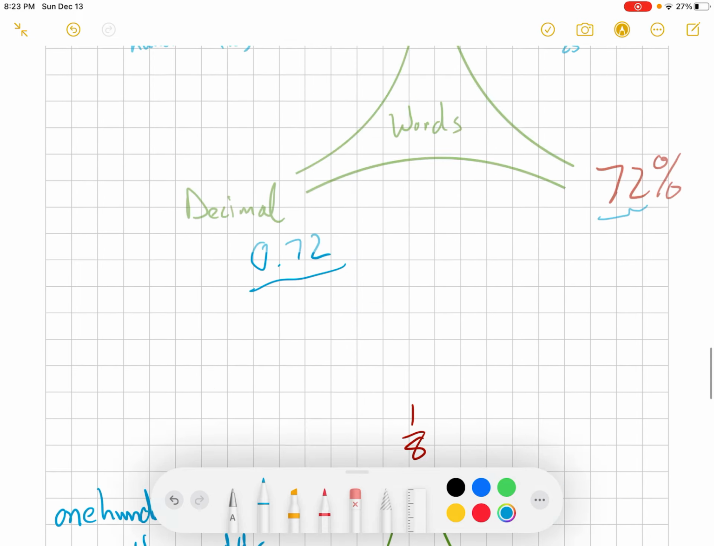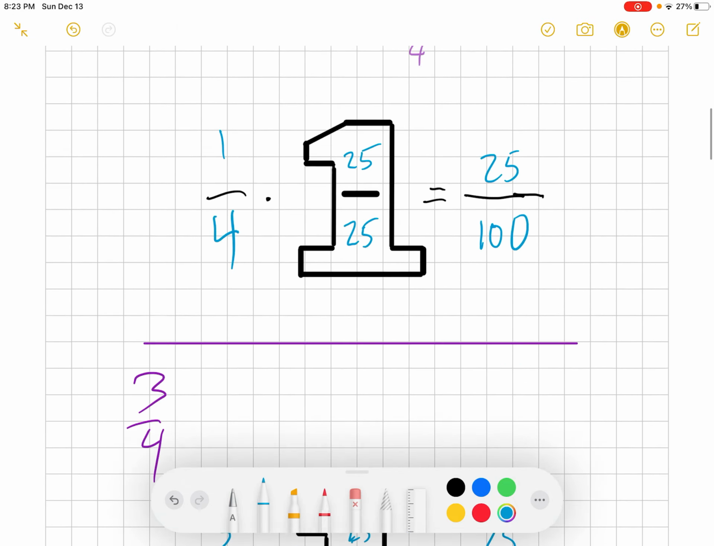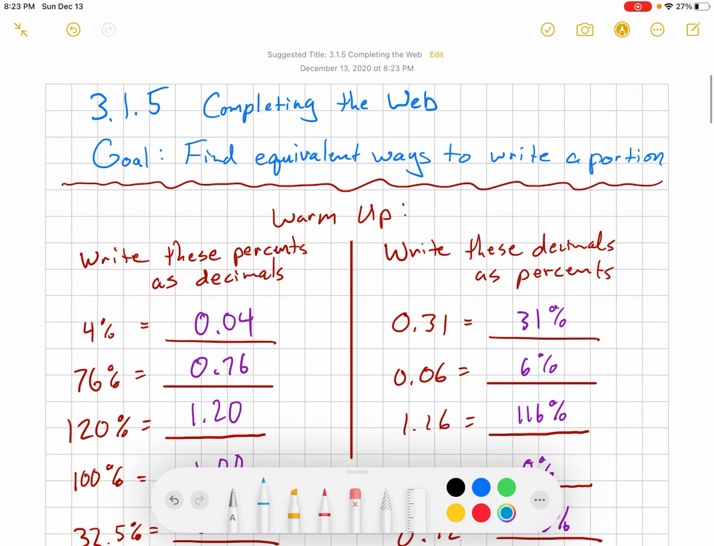So let's go back and just talk about what it is that we were looking at today. And in 3.1.5, we're looking to complete the web, finding equivalent ways to write a portion. So we have used the giant one to write a portion in a different way, but we've also used this new thing called the portions web to write it as a fraction, decimal, percent, and in words.